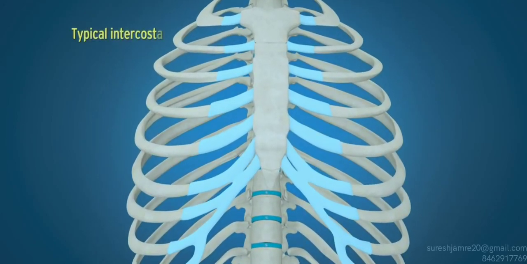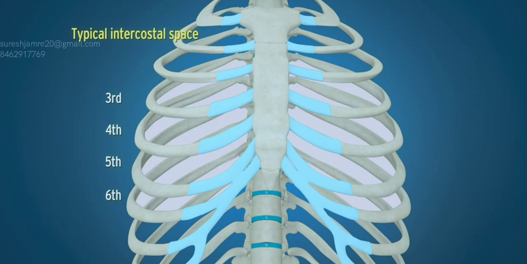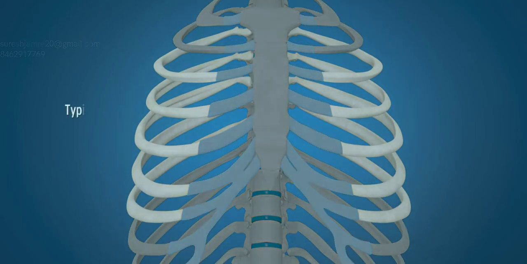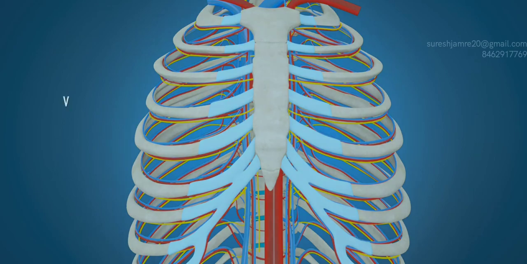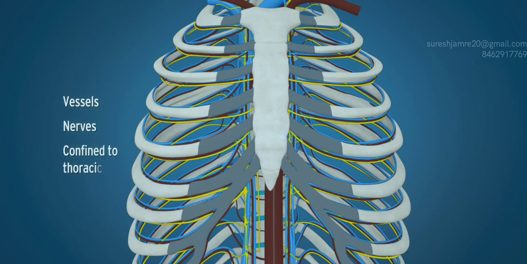Typical intercostal space. Third, fourth, fifth, and sixth intercostal spaces are known as typical intercostal spaces, as these spaces are intervening between typical ribs and traversed by vessels and nerves which are only confined to the thoracic wall.